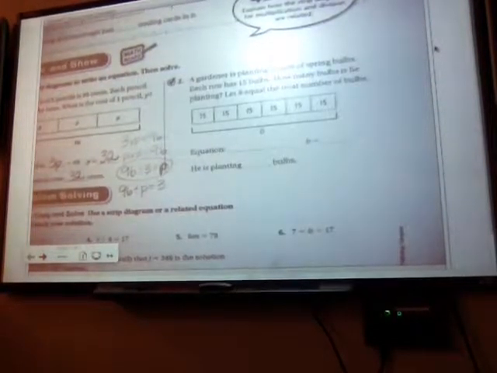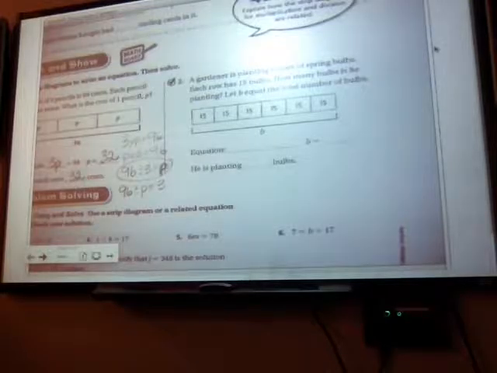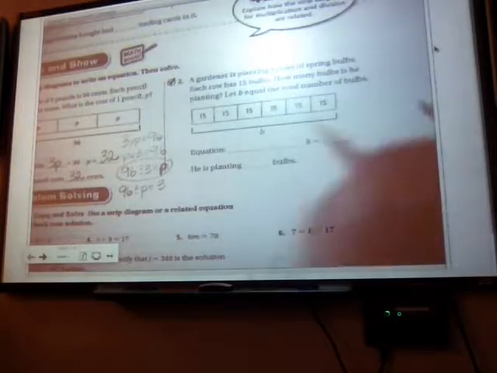All right, number 2. Read that to us, Mr. Stoker. The gardener is planting 6 rows of spring bulbs. Each one has 15 bulbs. How many bulbs does he plant in all? Let B equal the total number of bulbs. The equation here is to multiply 6 times 15 to get B.